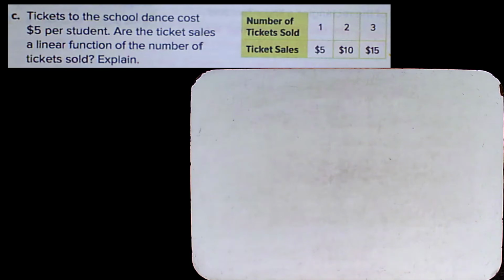So in this case, the number of tickets sold is going to be our domain, and our ticket sales is going to be our range of the function. Now this is a function, we're just trying to decide if it is linear or not. That's what our problem is asking us to do. Are the ticket sales a linear function of the number of tickets sold? Explain. So let's start out by writing down our problem.